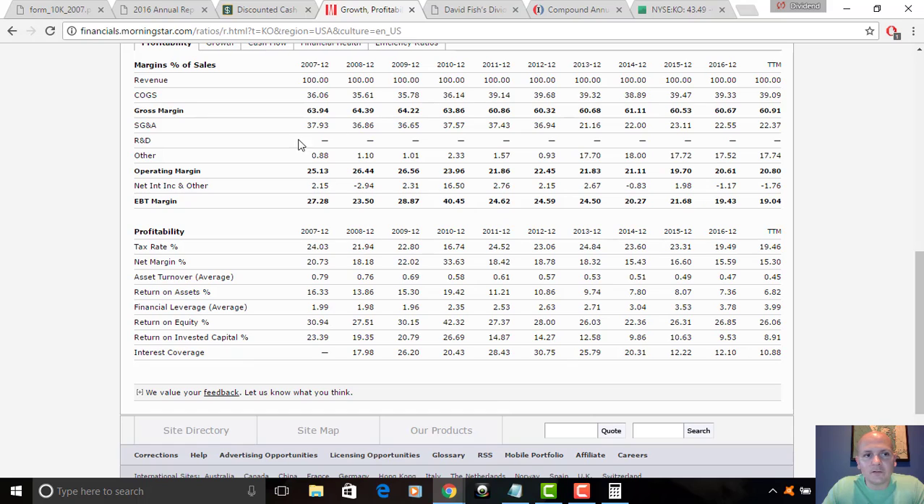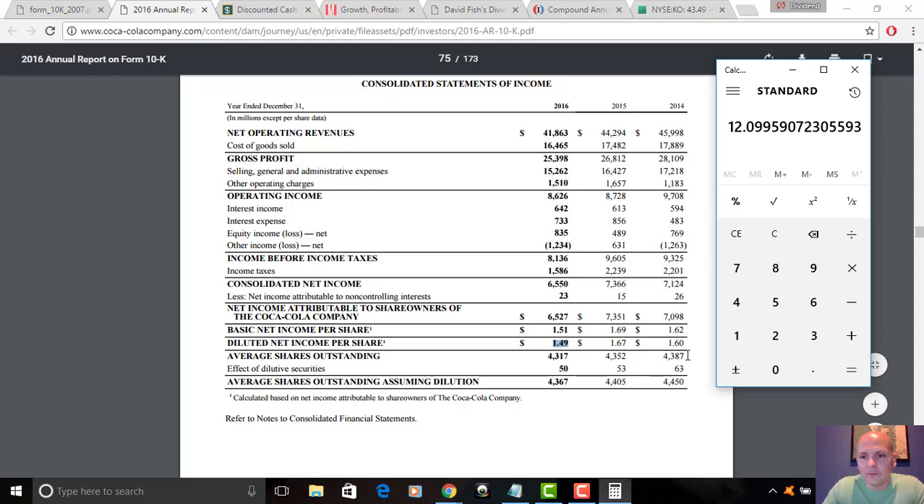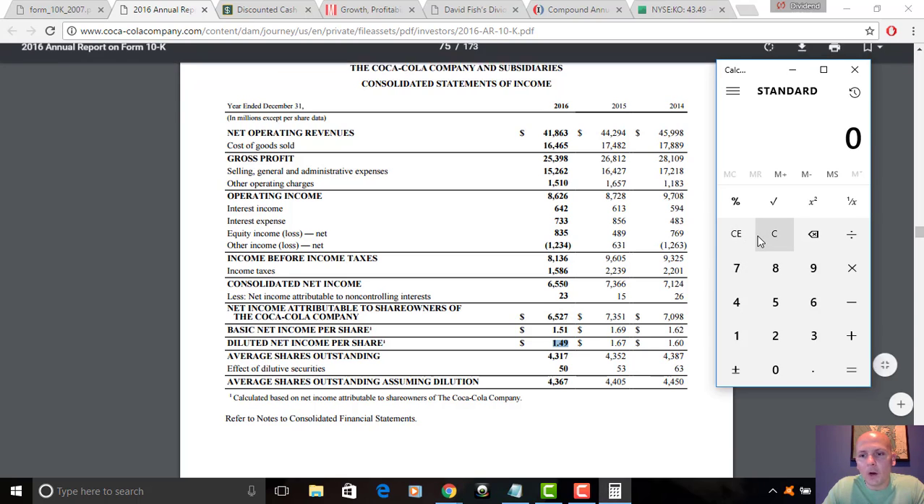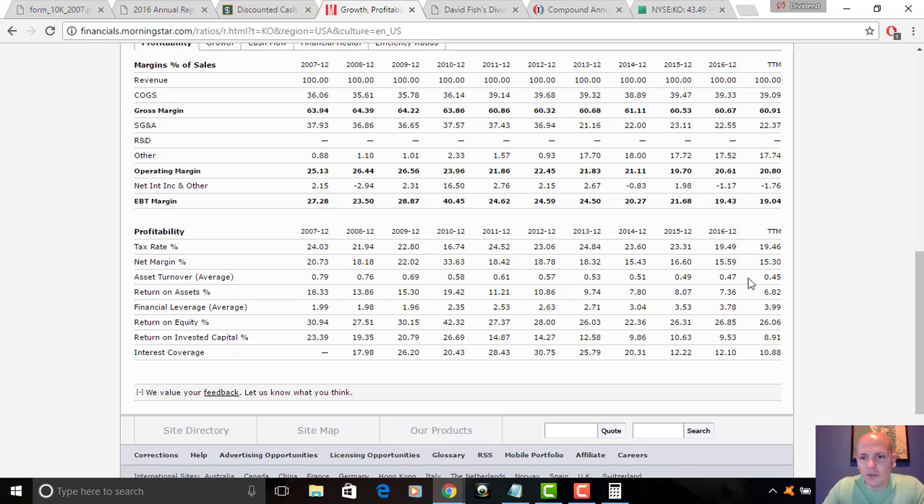And net margin, for instance, is a very easy number to generate on your own if you're not familiar with it. All these numbers are pretty easy, really. Net margin is just net profit divided by net revenue. So you have consolidated net income 6550. I'm sorry, I want net income attributable to shareholders, so 6527 divided by 41863, which is revenue. So you get a net margin of 15.59 here, right? 15.6%. And you see here, guys, right here, Morningstar has a pretty accurate 15.59.